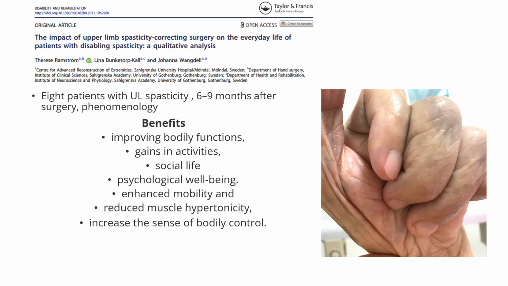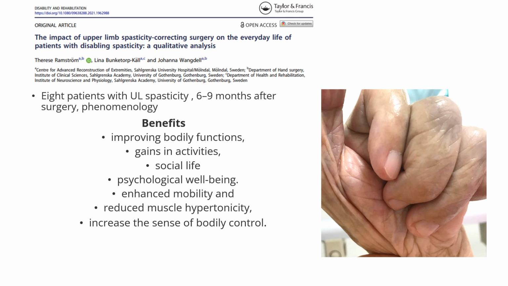And the other important thing is there are significant benefits from upper limb spasticity correction surgery, especially in very severely disabled spasticity, from improving body function, in gains in activity in social life. So it not only improves the biophysical aspect, but also the psychosocial aspects.